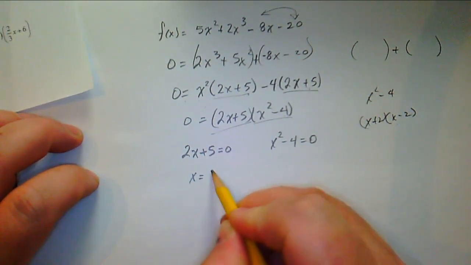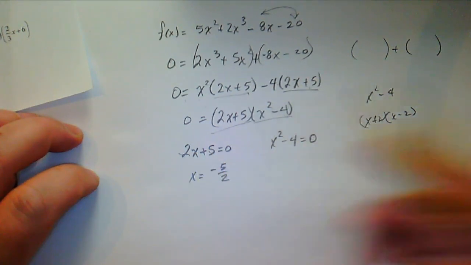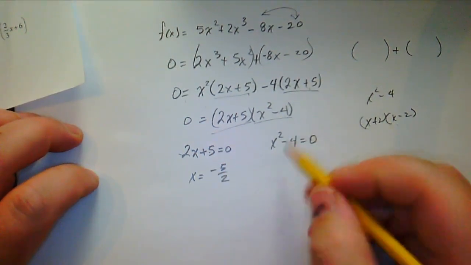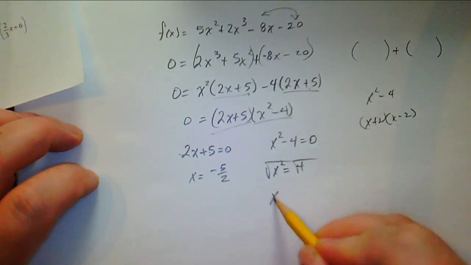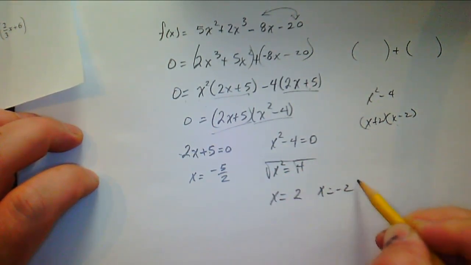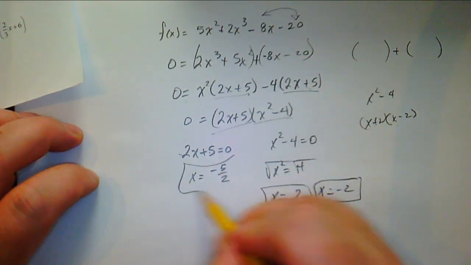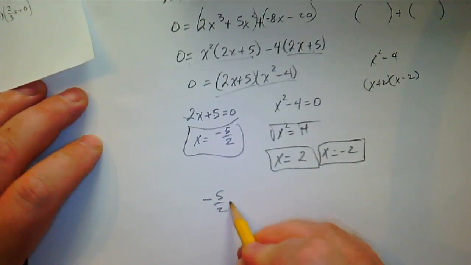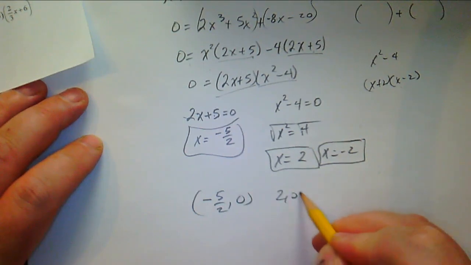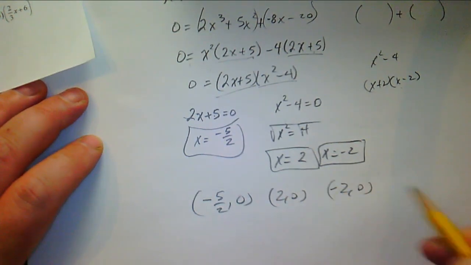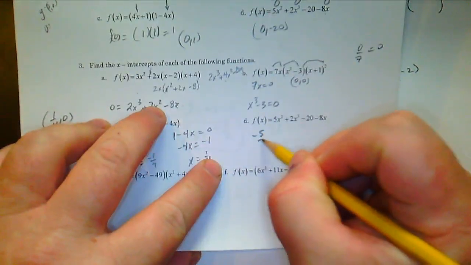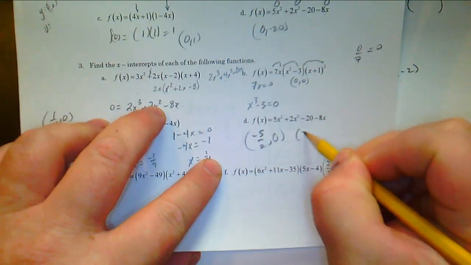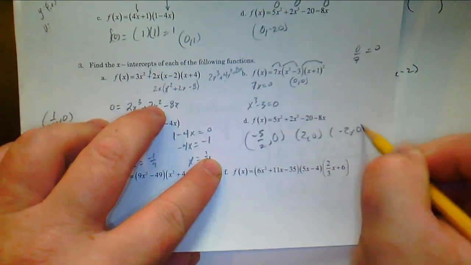So here we're going to get negative 5 over 2, because you're going to add 5, divide by 2, just like we just did on the last example. Here, you're going to add 4, and then you're going to take the square root. Square roots have 2 answers. Do you see? So we have 3 x-intercepts. Our 3 x-intercepts are negative 5 over 2, comma 0, 2, 0, negative 2, 0. Those are our 3 x-intercepts. So there we go.